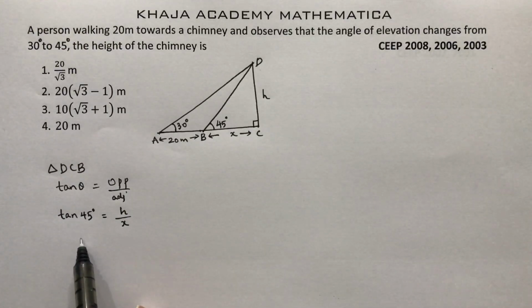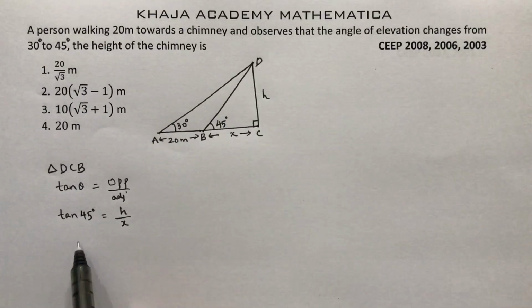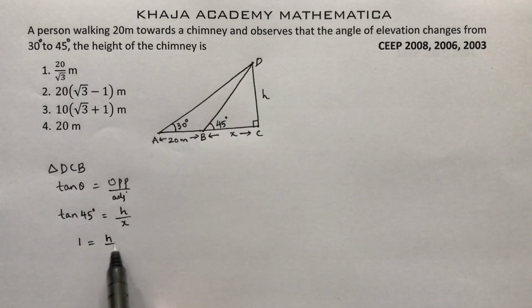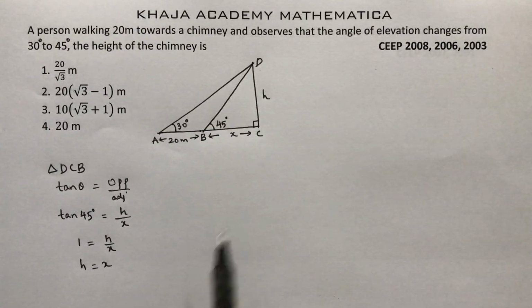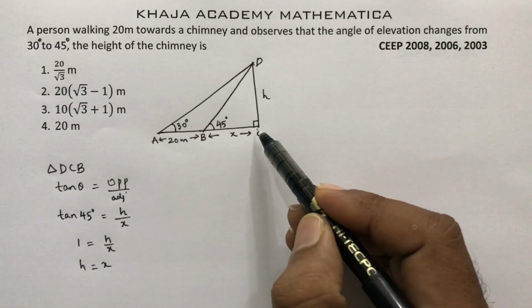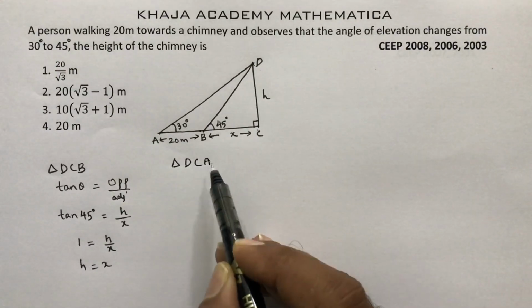So tan 45 value is in the table. The table link I'll share in the description. So 1 equals h by x. So h equals x. Now if you take the other right angle triangle, DCA, triangle DCA.